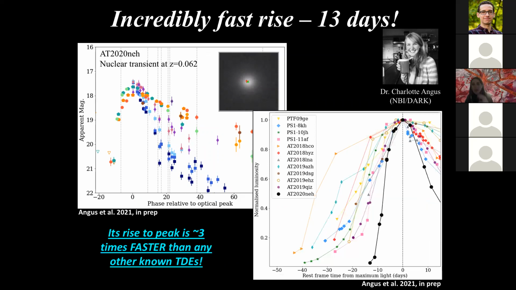However, what makes this event stand out is essentially its rise to peak. Compared to the sample events, which we have constraints on for the rise to peak brightness of tidal disruption events, we find that AT2020neh actually rose to peak brightness within 13 days, which is 3 times faster than any other known tidal disruption event that we have so far detected.